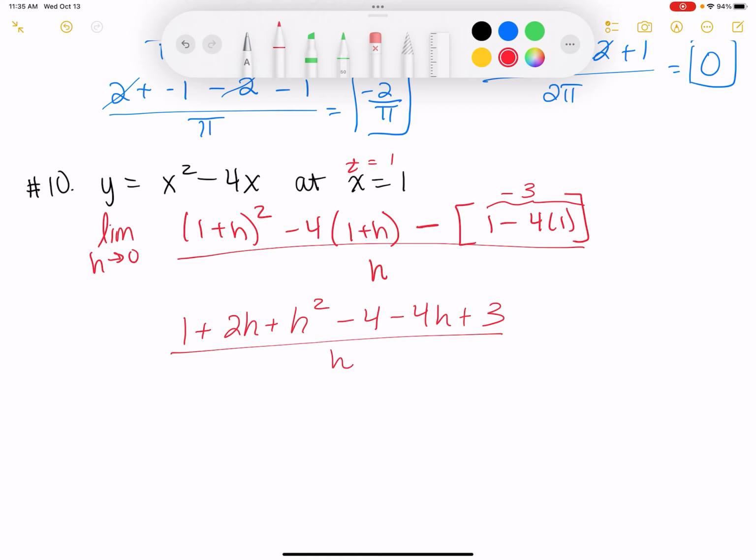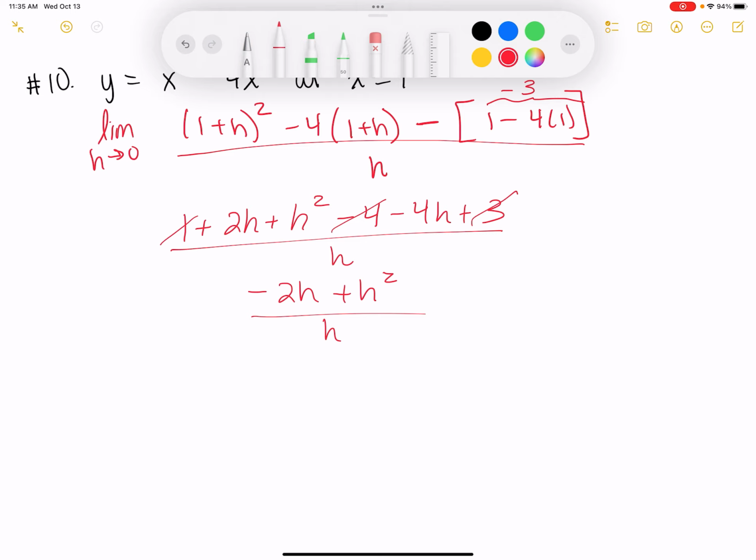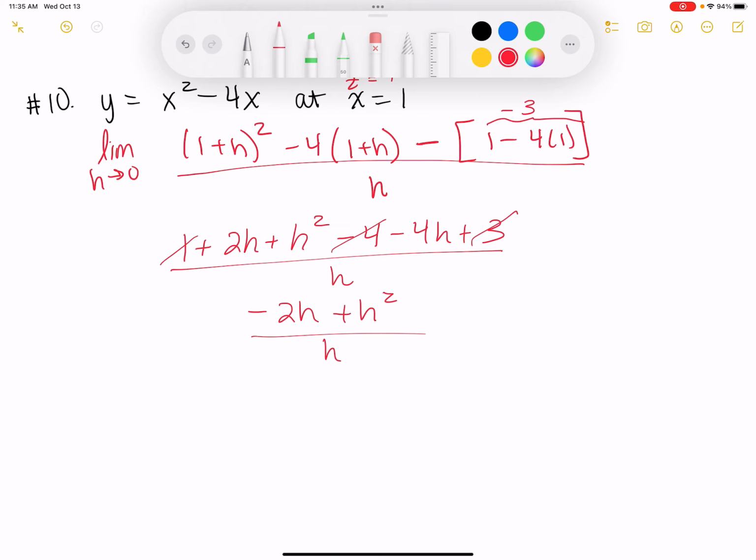So then we've got 1 plus 3 is 4 minus 4. So all the numbers themselves go away. That leaves you with, let's see, negative 2h plus h squared all over h. I can take an h out of all the pieces. So h times negative 2 plus h all over h. The h's cancel, leaving you with negative 2 plus h.